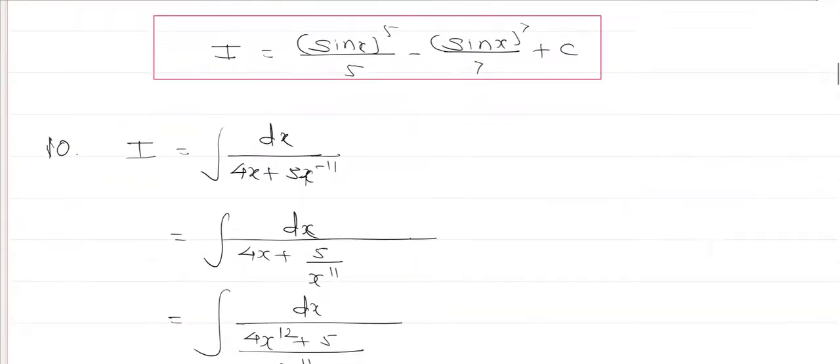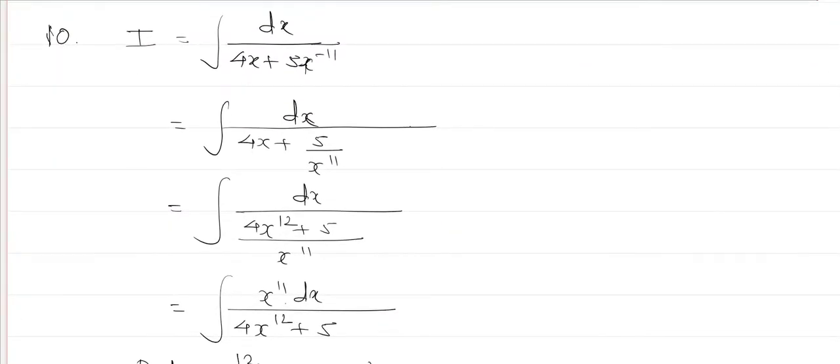Now the next is problem number 10. I is equal to integral dx upon 4x plus 5 x raised to minus 11. Now I will again write this. That is integral dx upon 4x plus 5x raised to minus 11, which we can write as 5 upon x raised to 11. Then again we do this simplification. x raised to 11 into x means x raised to 12. So 4x raised to 12 plus 5 upon x raised to 11.